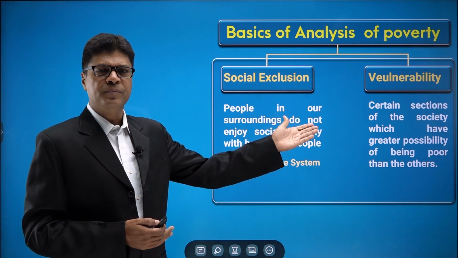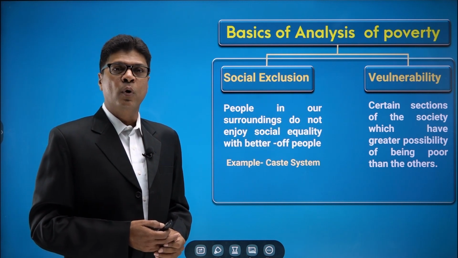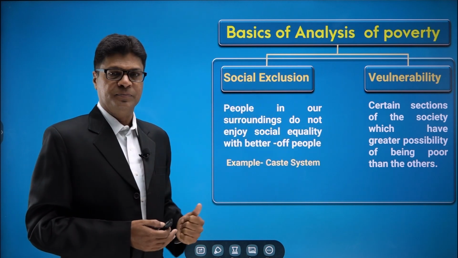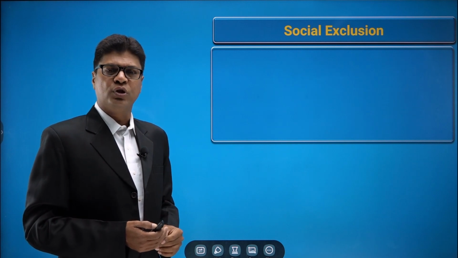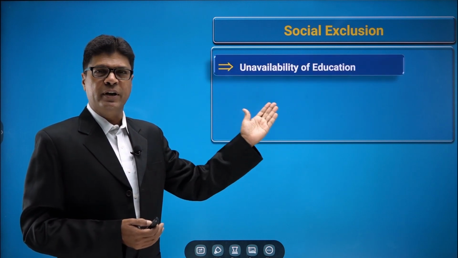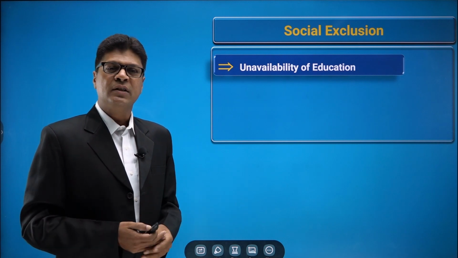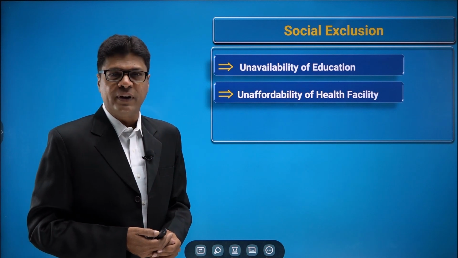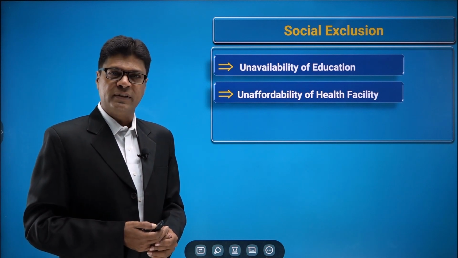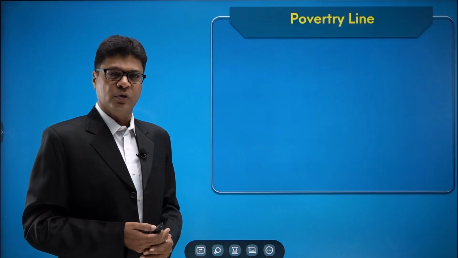And what is vulnerability? Certain sections of the society which have greater possibility of being poor than the others. This is an important point from the examinations. What is social exclusion? Unavailability of education. They are not getting proper education because there is unavailability. Another is unaffordability of health facilities. They don't enjoy good health facilities because there are no provisions. Lack of shelter, which we have discussed earlier also.